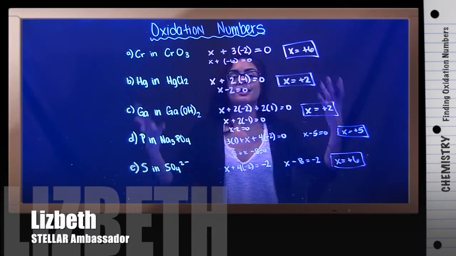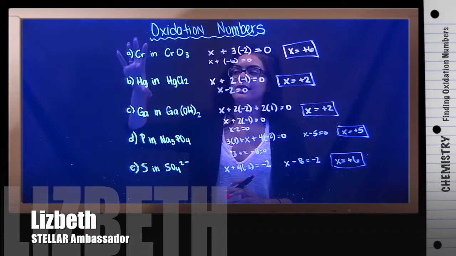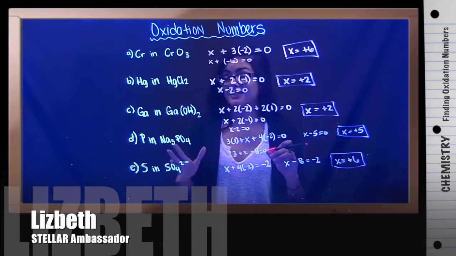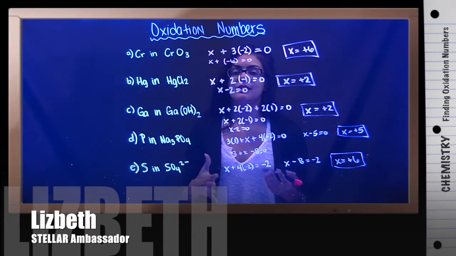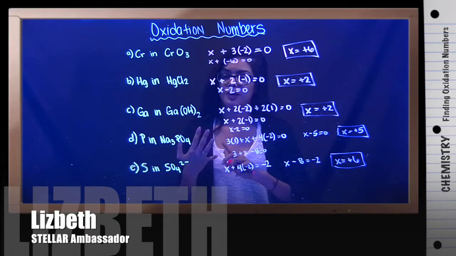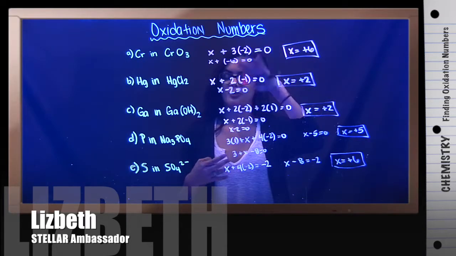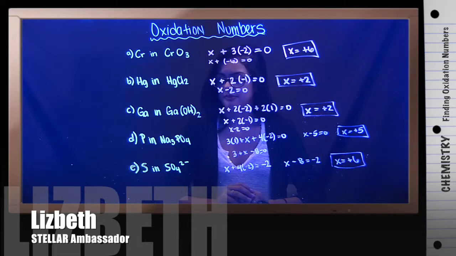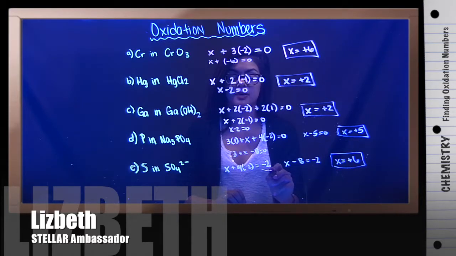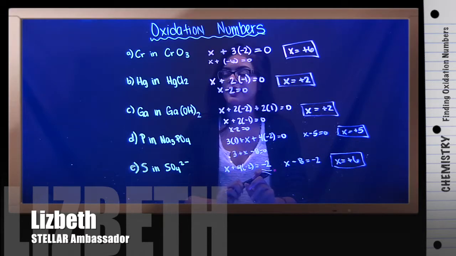To recap, you're going to take the element in question and make that x. You're going to plug in all of your known values. Your known values are going to be your group 1, group 2, halogens, nitrogen group, and oxygen group. Then you're just going to solve for x. Keep in mind that if there's a charge, it's not going to be equal to 0. It's going to be equal to that charge, as we saw there. And that's how you find oxidation numbers.